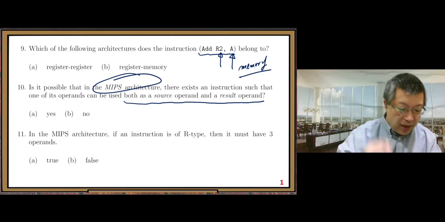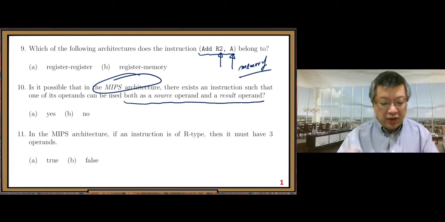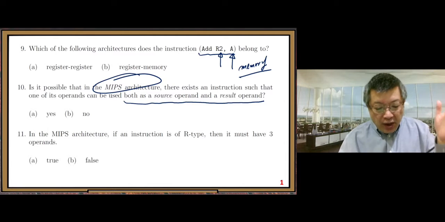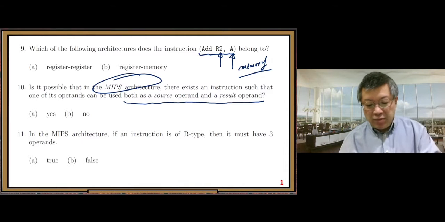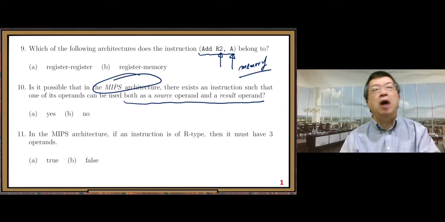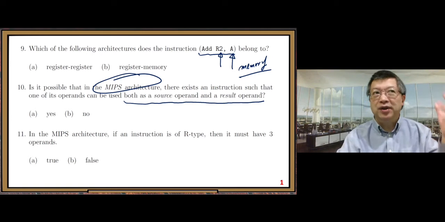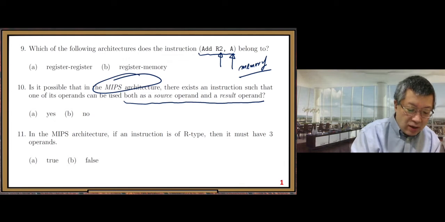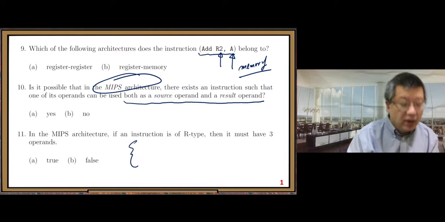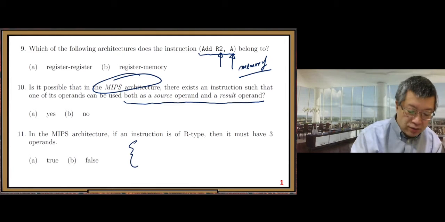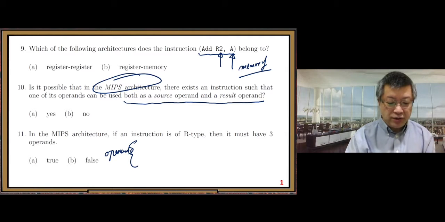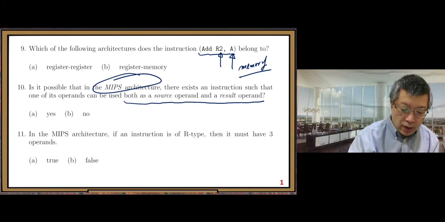All right, the next one. In the MIPS architecture, if an instruction is of R-type, then it must have 3 operands. We only have one case in R-type, right? So you look at that. Here, what I'm saying is 3 total operands. Let me write, the number of operands.